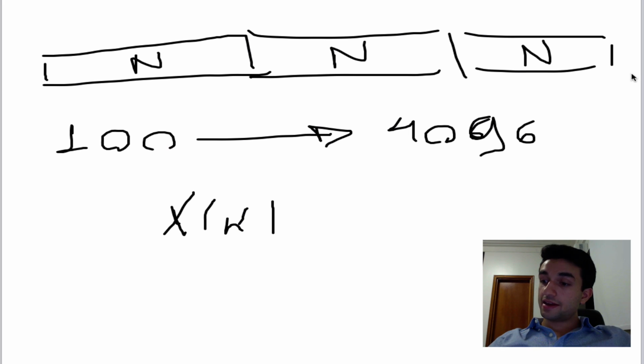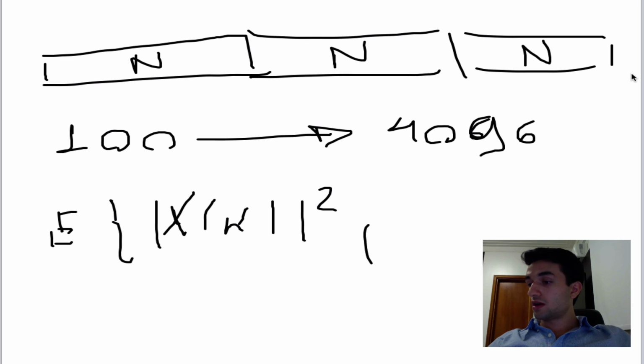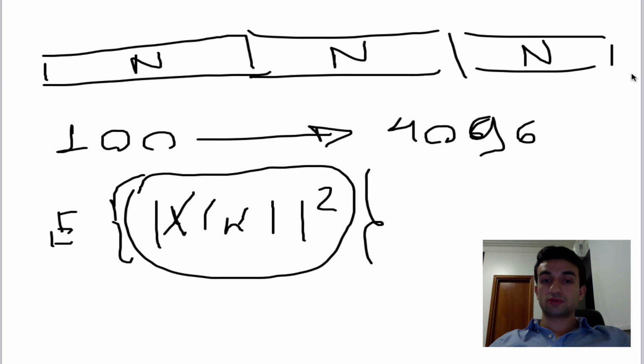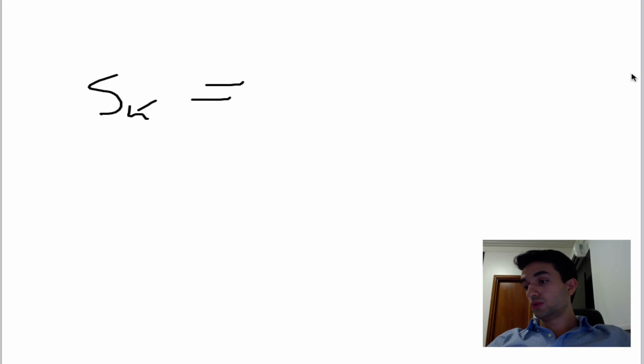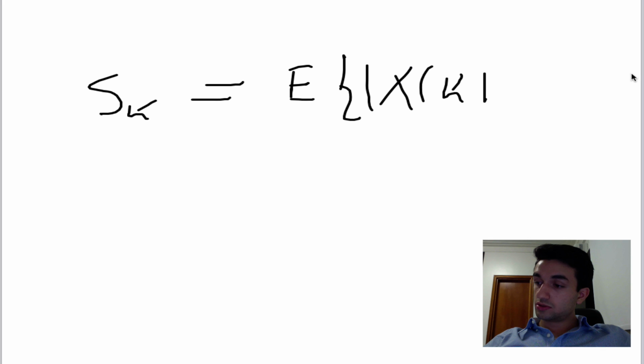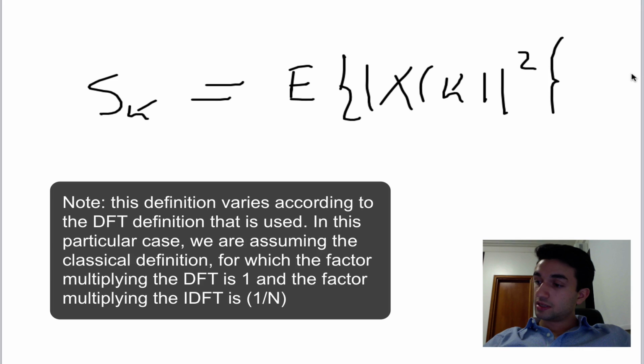and then take the absolute square of this FFT, and we want to average this. So we are going to take the expected value in order to have a good estimation of the absolute square of the FFT. After we do this, the PSD estimator is defined as, let's use S k, equal to the expected value of the absolute square of the FFT divided by N.